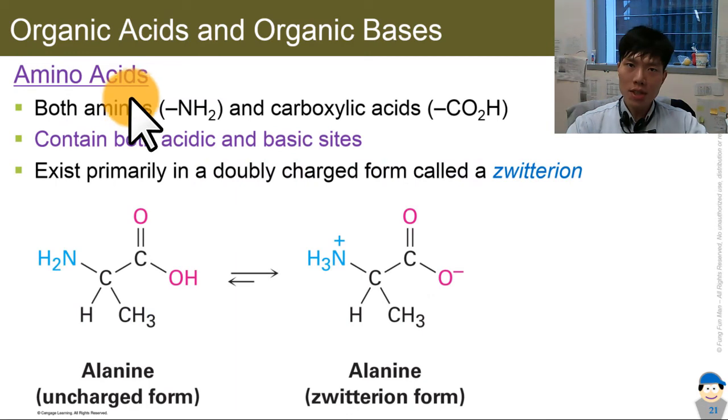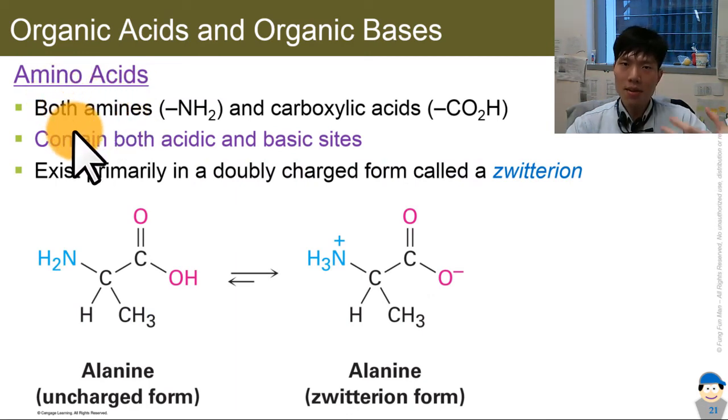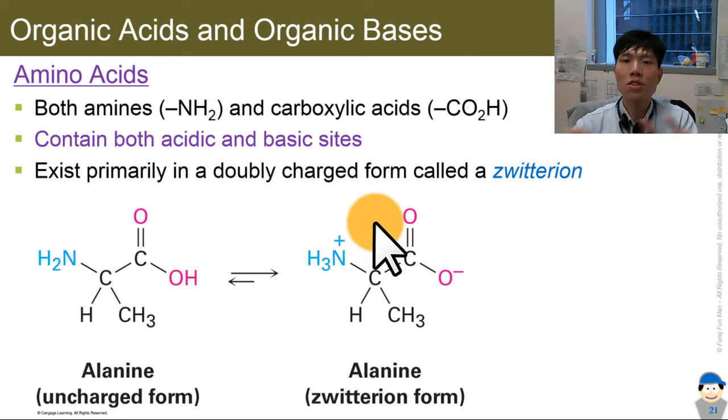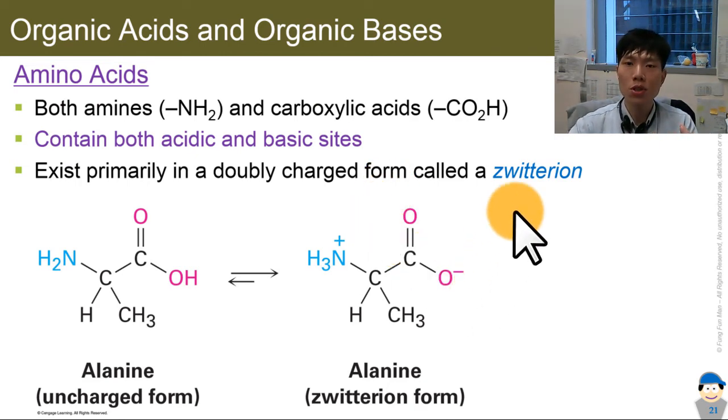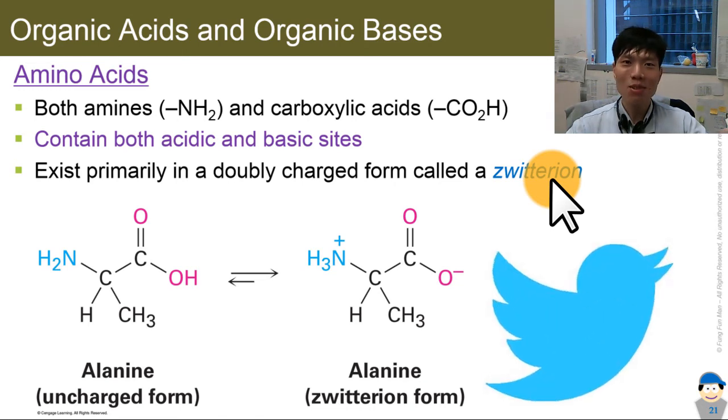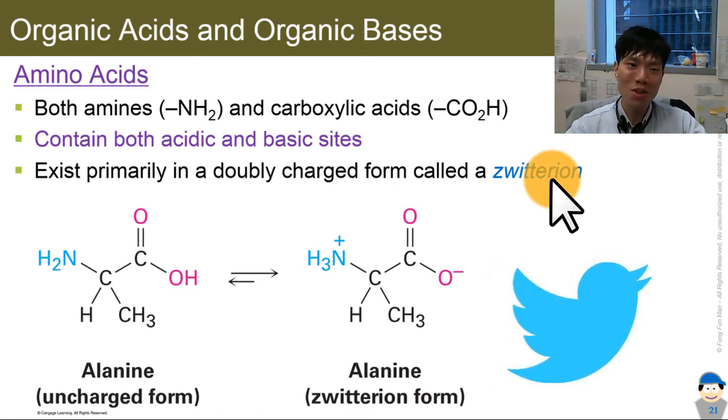Now amino acid, like the word suggests, amino means it has an amine group, acid means an acidic functional group. It contains both sides, and they can form something called a zwitterion. Long time ago, when I first learned about the zwitterion, it sounded so cool, zwitterion, cute. And that was before the time Twitter appeared, but Twitter runs with Zwitter.